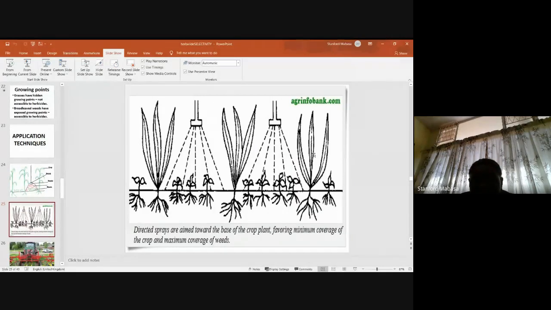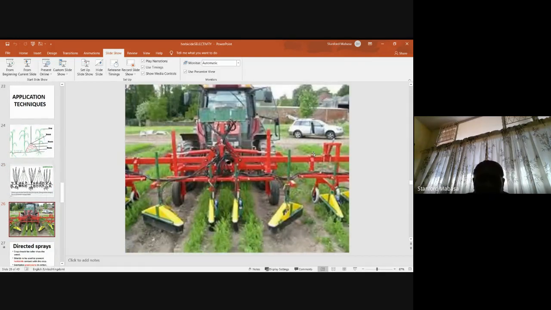Some experienced farmers can use directed nozzles without shields, but this is a bit risky because you are likely to touch your crop with the herbicide. But nevertheless, some farmers still do it. This is a tractor-mounted boom sprayer with the nozzles which are fitted with shields.